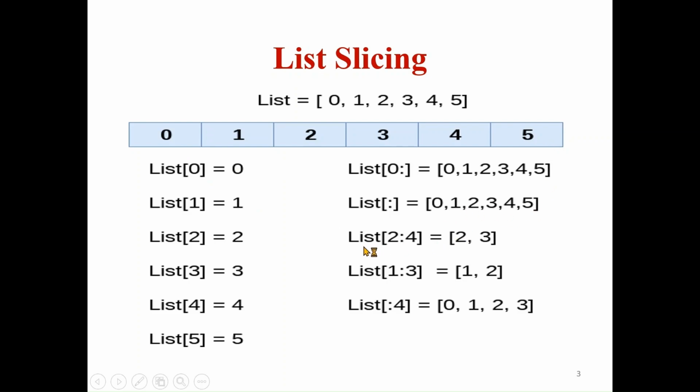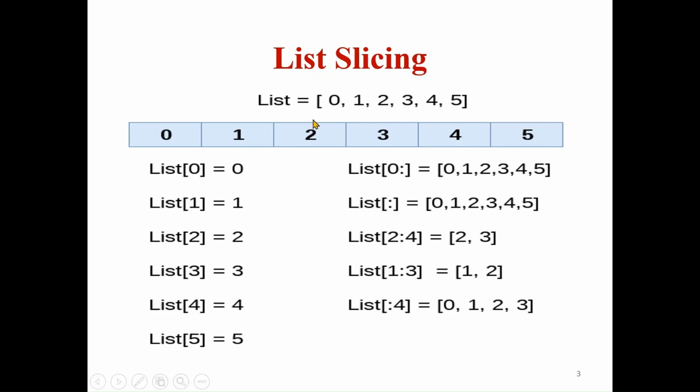Now coming to the next one, list of 2 colon 4. So 2 is the starting index, 4 is the ending index. Here you can see this is index number 0, this is index number 1, this is index number 2. So my output will be index number 2 and index number 3. The last index number is not considered. That you need to remember. So if I write 4 as the index number, you get the answer till 3 only.